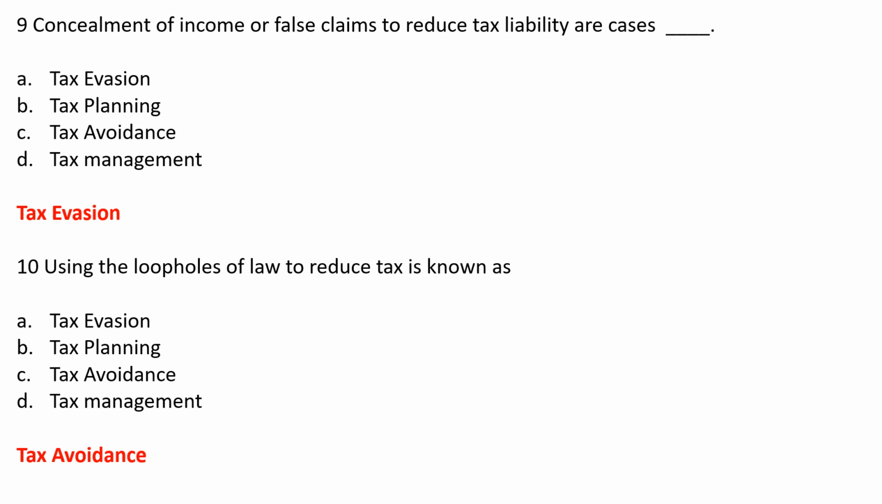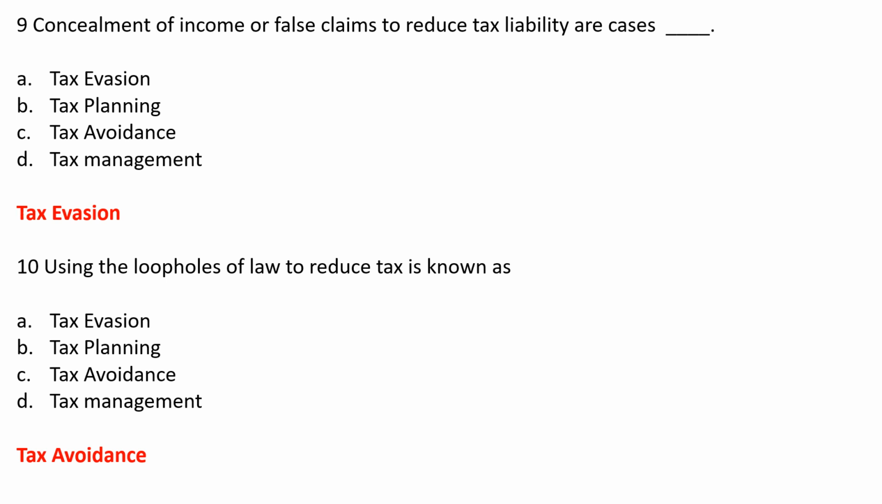Concealment of income or false claims to reduce tax liability are cases of dash. Concealment means you are hiding something or misrepresenting something. So concealment of income or false claims you make to reduce tax liability is a case of what? Tax evasion. Tax evasion is a case where you hide your income or misrepresent it in such a way that you are not showing your correct income. This is a very important MCQ from the exam point of view. Concealment of income or false claims to reduce tax liability are cases of tax evasion.